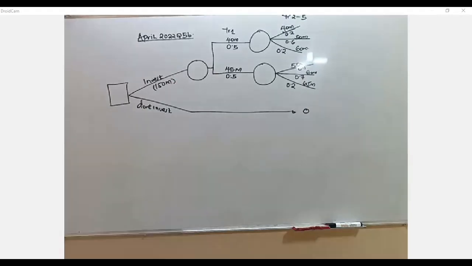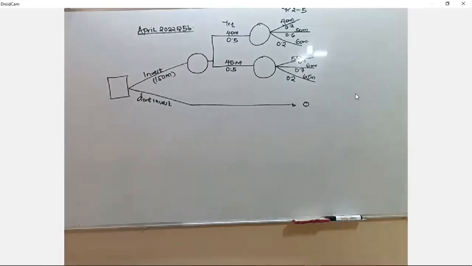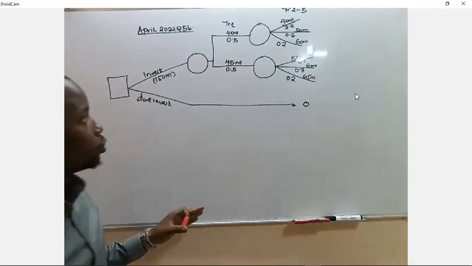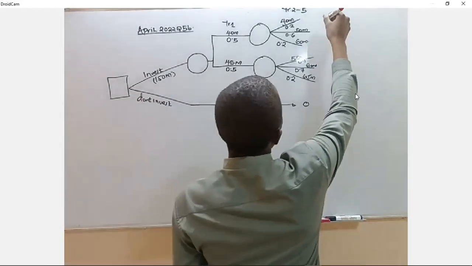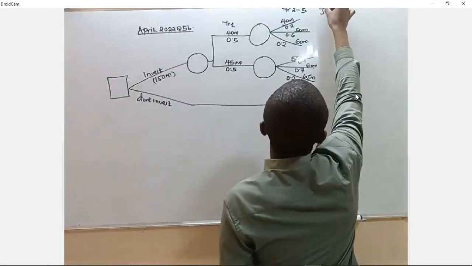Now, based on the solution given in the question, what am I supposed to be doing here? The next thing that I'm supposed to be doing is to calculate your joint probabilities.